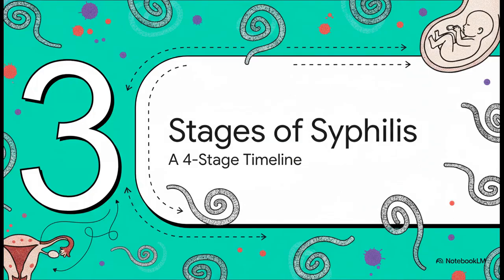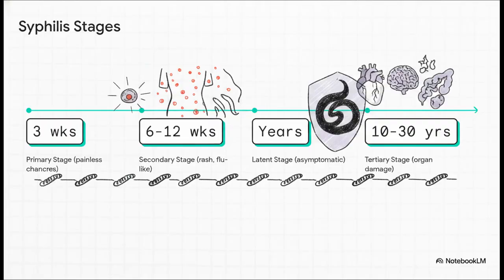That brings us to part 3, the 4 stages of syphilis. So, syphilis presents a really fascinating but serious chronological danger. It begins in the primary stage with highly contagious but actually painless chancres. Then, weeks later, the secondary stage kicks in, bringing a full-body rash and flu-like symptoms.